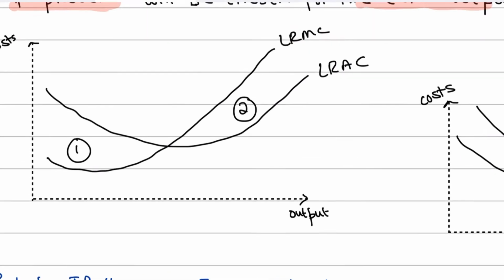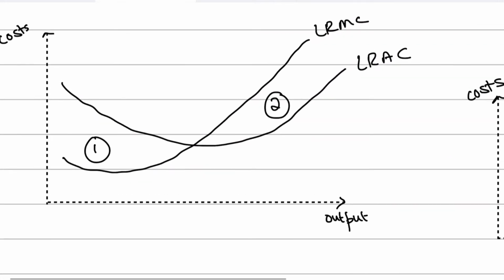Now guys, as far as the long run marginal cost curve is concerned, first of all it will slope downward, which is obviously due to economies of scale or increasing returns to scale, and then it is going to be moving upwards.